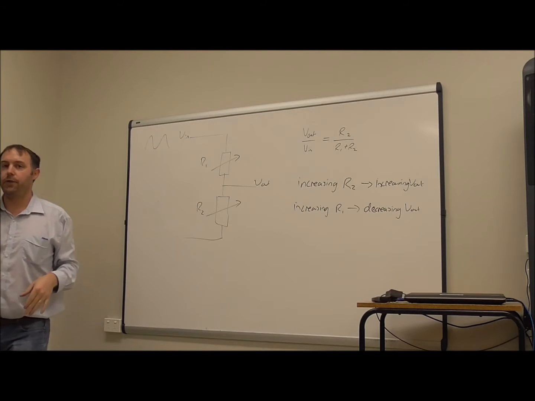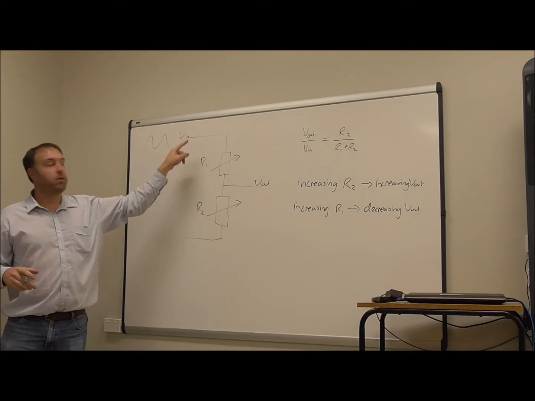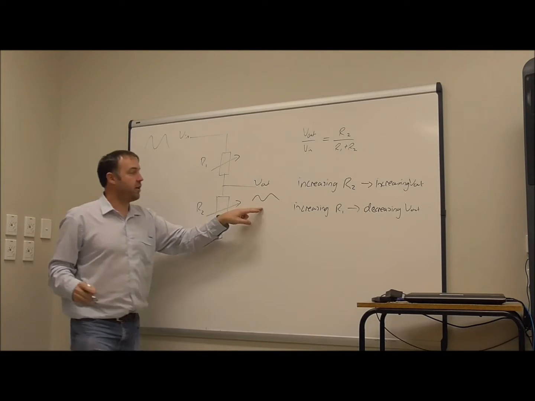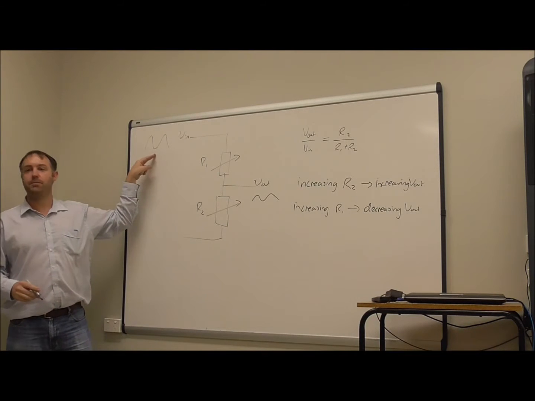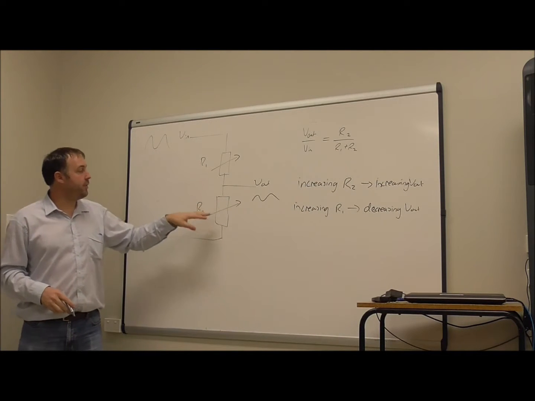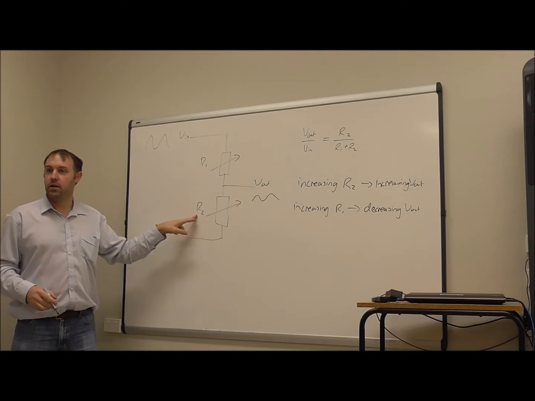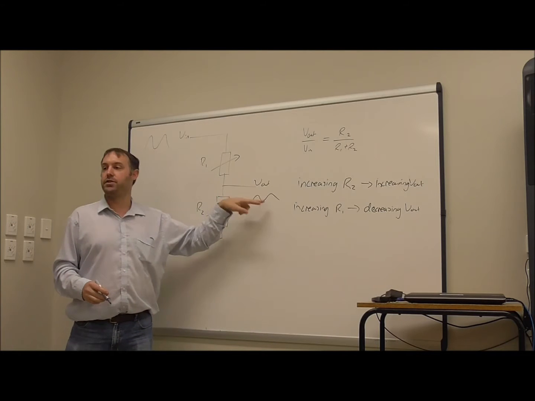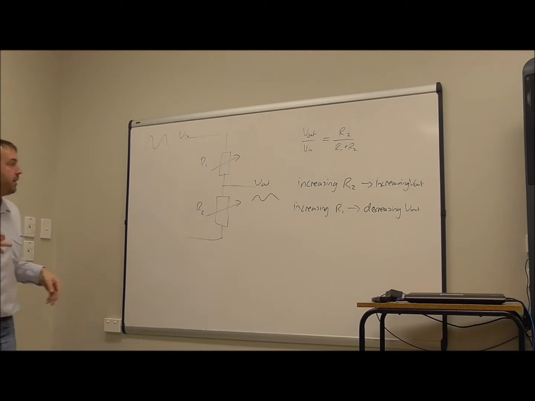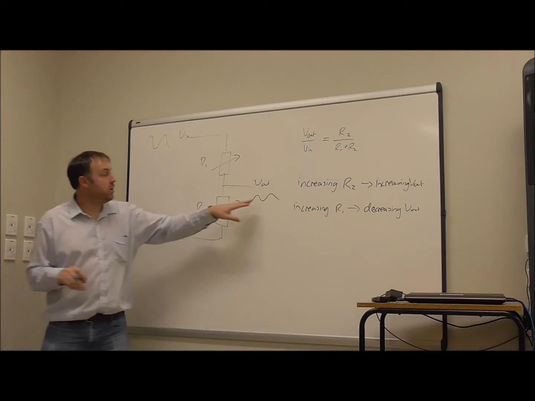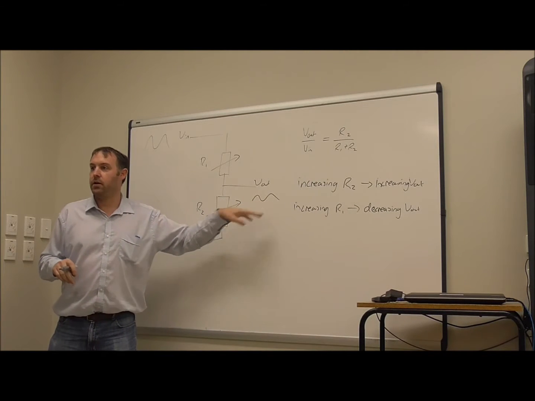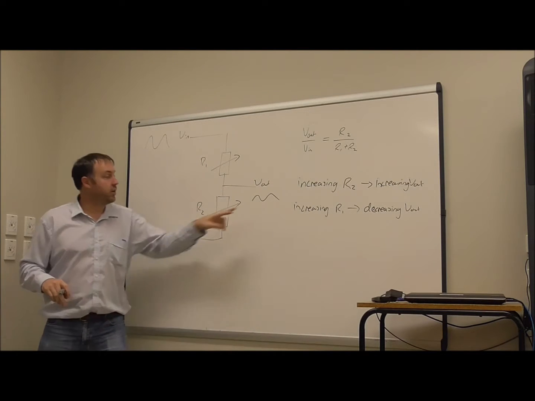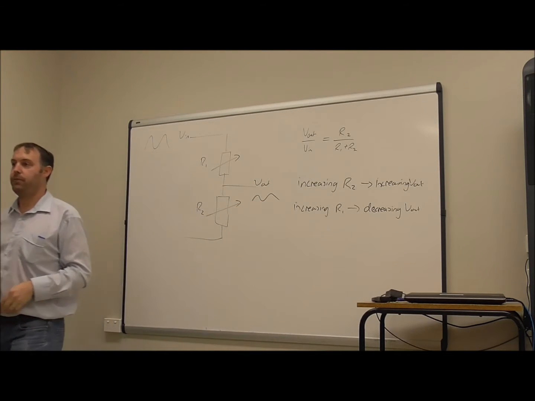So if I have a sinusoid on this one, I still get the same sinusoid on this one, but it's going to have some fraction of this voltage. And if I were to increase R2, that's going to increase this voltage. If I were to increase R1, that's going to decrease this voltage. So if I want to be able to control the output voltage, I can adjust these, or if I can control these resistances, I can control this output voltage. Okay?